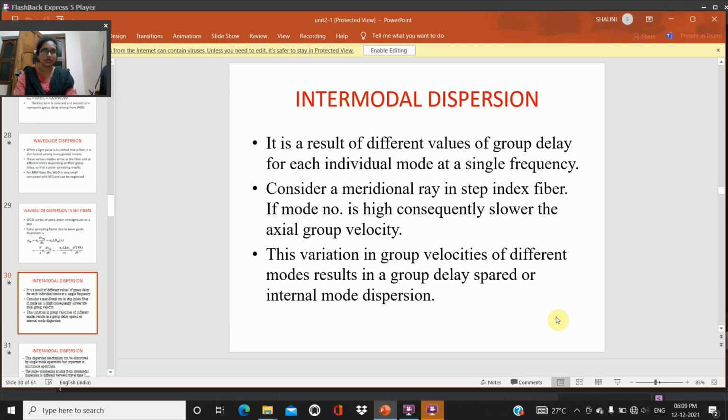Intermodal dispersion is a result of different values of group delay for each individual mode at a single frequency. At a single frequency, each mode has a different group delay. So that is considered as intermodal dispersion.